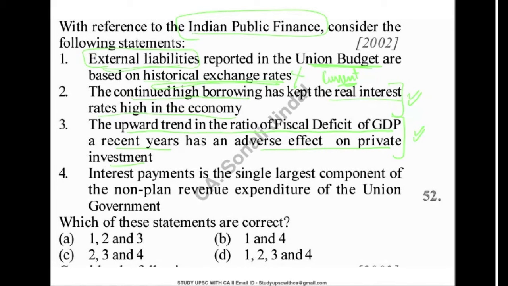Fourth statement is interest payments is the single largest component of the non-plan revenue expenditure of the Union government. So when the budget of this year comes up, you need to see what is the maximum component of the Union government expenditure. Currently, it is around 20% of the expenditure. So this is also correct.